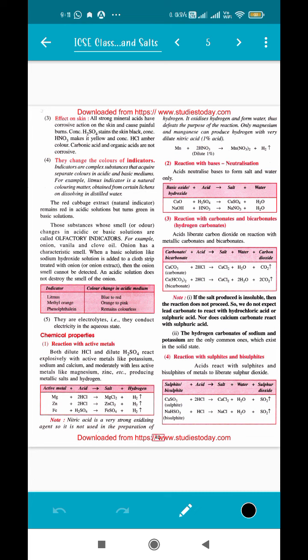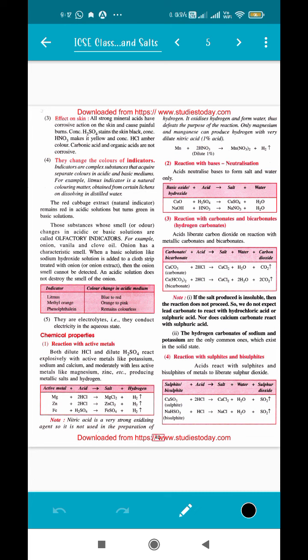Next, there are also certain special types of indicators which change their smell when they are exposed to acidic or basic mediums. Since we are talking about smell, they are known as olfactory indicators, which affect our olfactory system, our sense of smell. There are certain examples: onion, vanilla and clove oil. Onion has a very characteristic, pungent smell. So that changes depending upon the acidic or basic solution. Similarly, vanilla and clove oil. Clove oil is oil which is extracted from clove, long. Okay, so these indicators which change their smell whenever they are exposed to acidic or basic solutions are known as olfactory indicators.